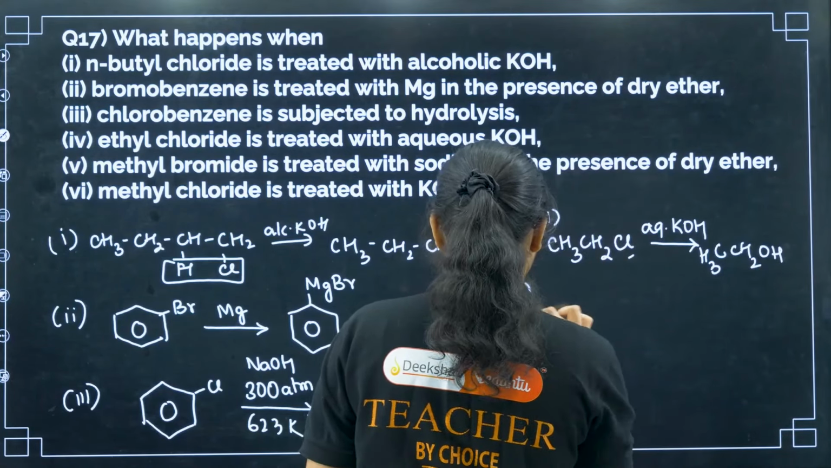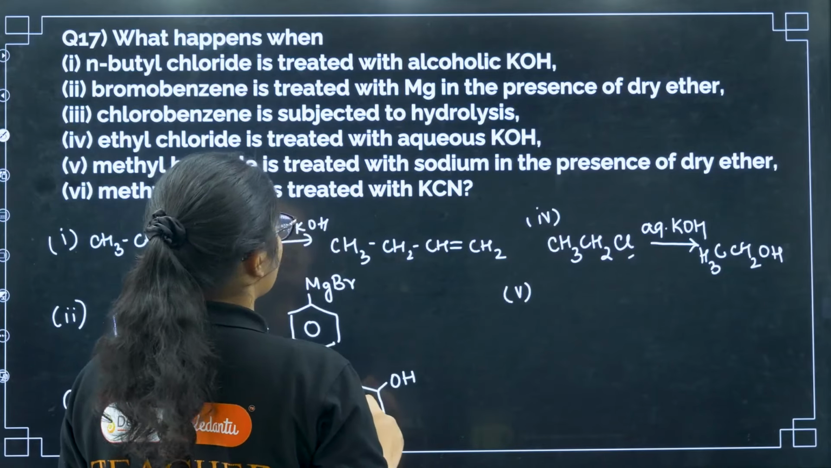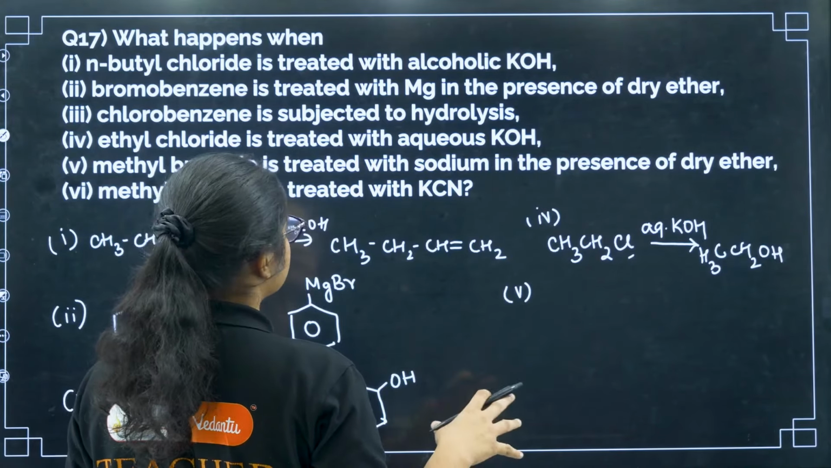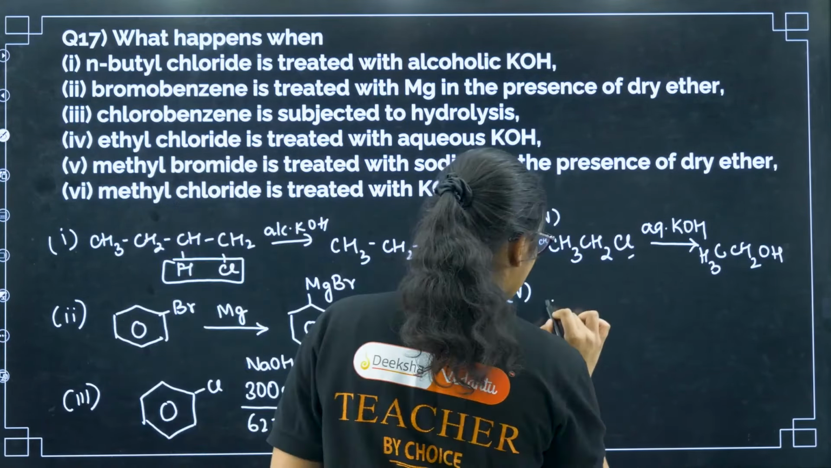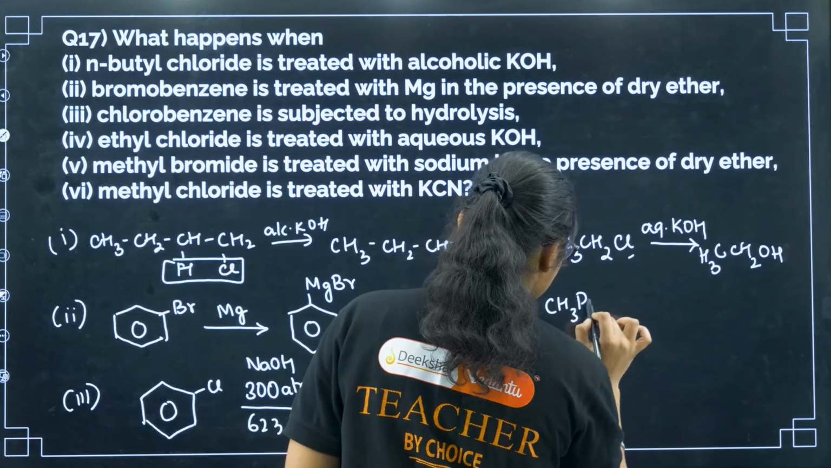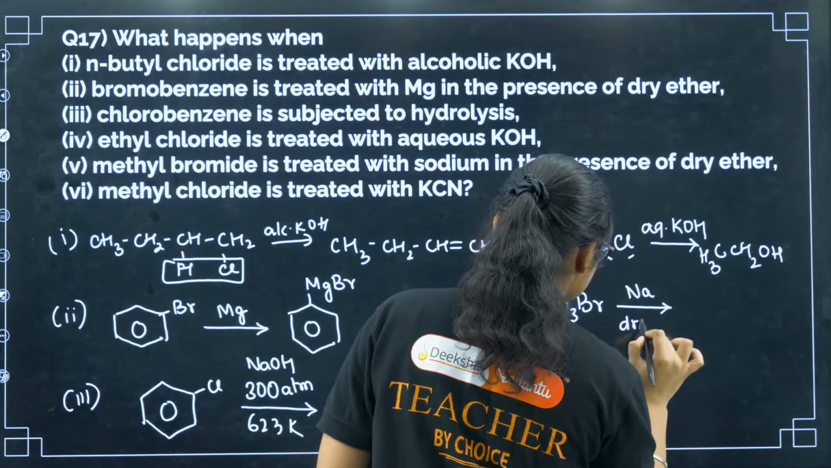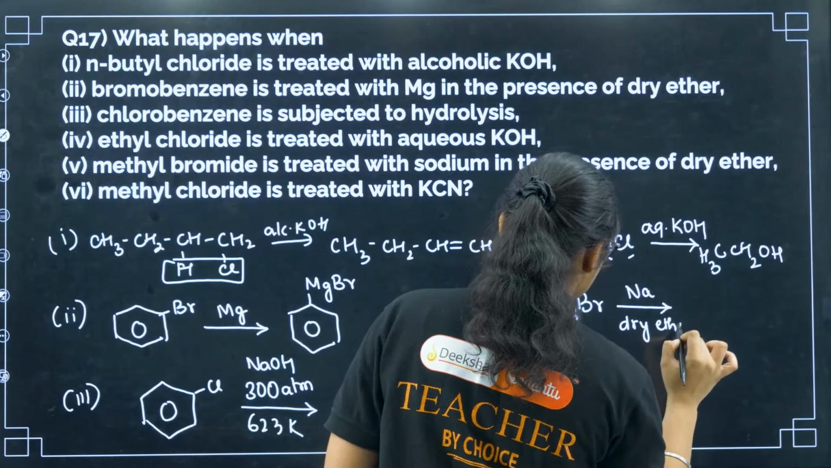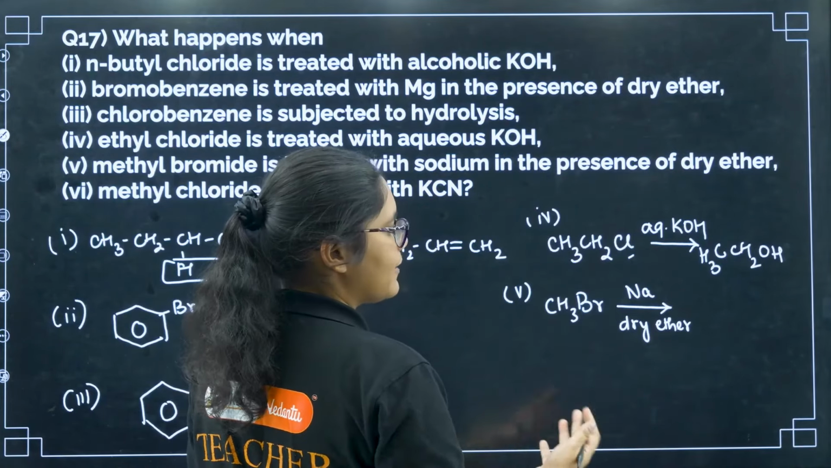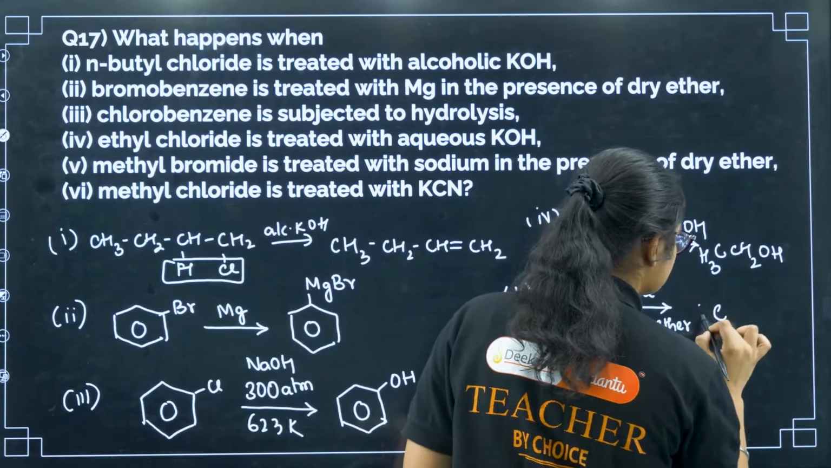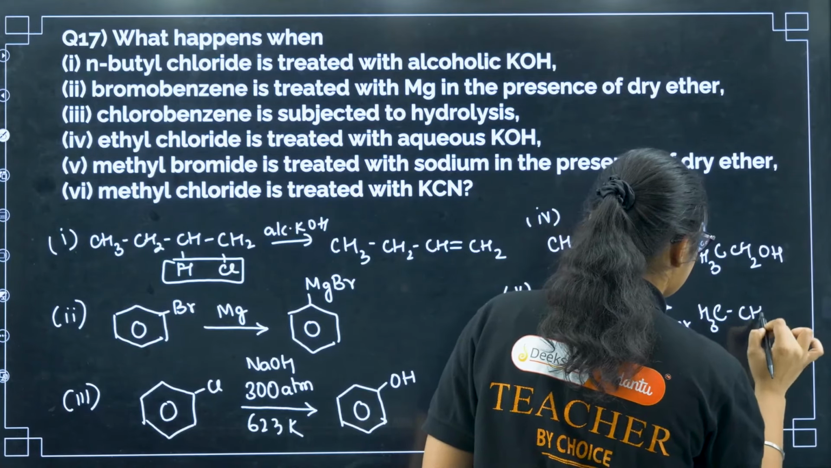Okay, next fifth one is methyl bromide is treated with sodium in presence of dry ether. Methyl bromide is treated with sodium in presence of dry ether. Okay, so what will happen here? It is your Wurtz reaction, so I will get ethane.